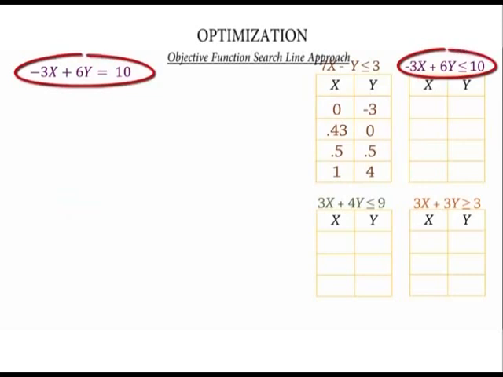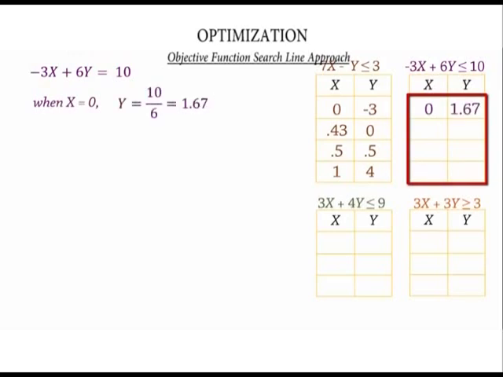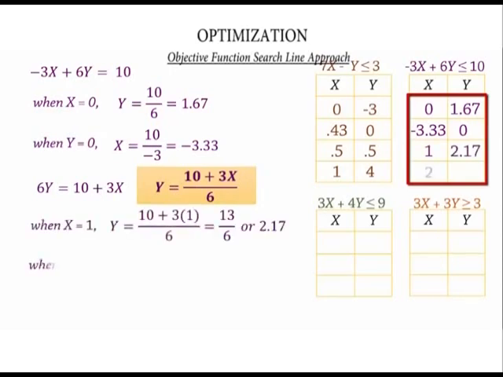For the second constraint, we have minus 3x plus 6y is equal to 10. When x is 0, y is 1.67. And when y is 0, x is minus 3.33. Again, the points will be difficult to locate on the graph paper. Rewriting the equation, we have 6y is equal to 10 plus 3x. So y is equal to (10 plus 3x) over 6. When x is 1, y will be 2.17. When x is 2, y will be 2.67. So it looks like we can't get whole numbers for this one. So let's be happy with that.